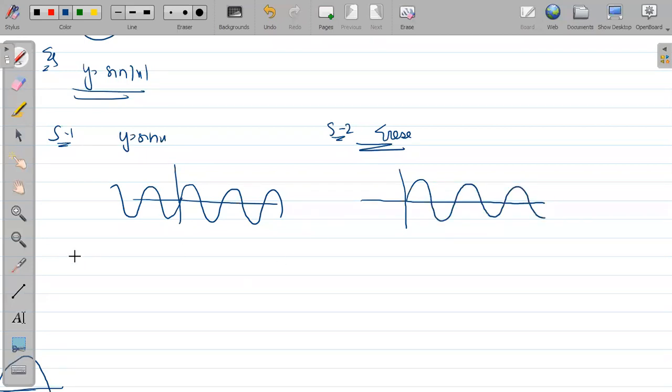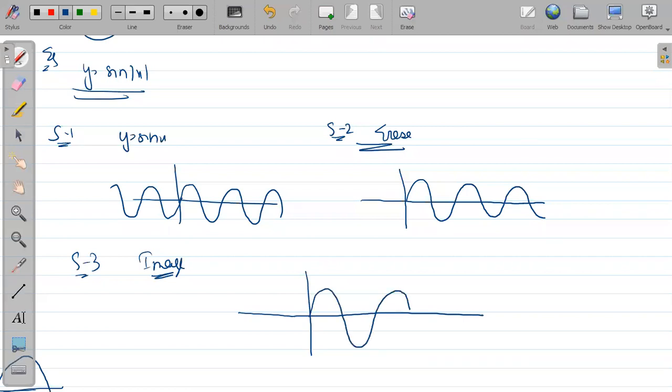Right? After erasing, what is step number 3? Now, after erasing, is there any part left? Yes, sir. In the positive x direction, there is one graph left. You have to take the image. I am writing the keywords only. So you have to take the image of this part of the graph about the y-axis in the negative x direction. So what graph will you get? If you take the image of the part we have drawn just now about the y-axis in the negative x direction, this graph you will get.